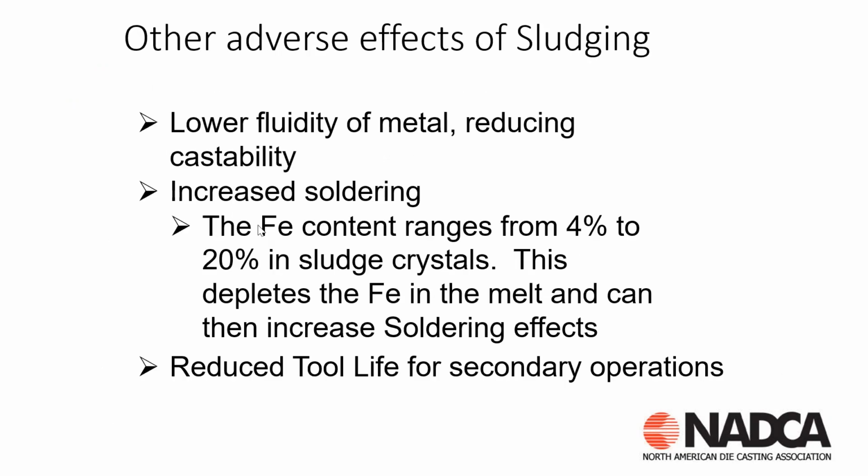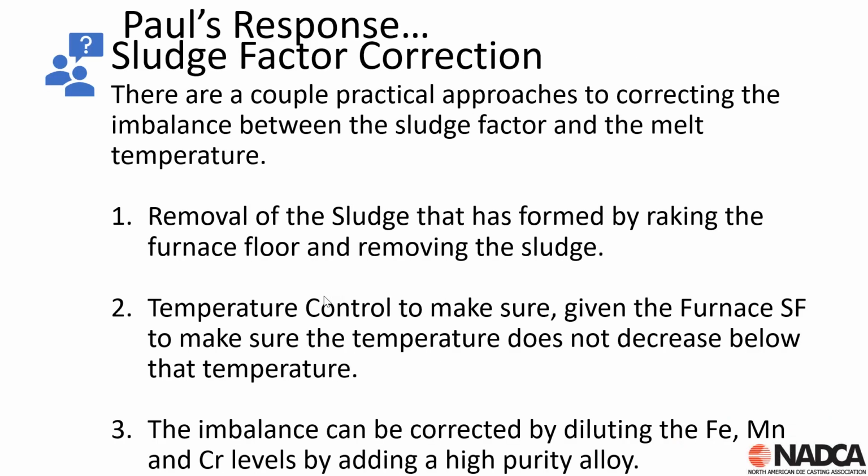The other thing that sludge does is it's going to create lower fluidity, so it's going to reduce some castability. It's going to increase soldering, and that increased soldering comes from the fact that when the iron combines in these crystals, the iron levels vary, and they can vary from 4% all the way up to 20%. So when you have these sludge crystals forming, they're actually pulling iron out of the aluminum. So if you're running your iron level and you start seeing soldering, it could be as a result of sludging or sludge formation in our holding pots. It can also reduce tool life, and tool life for those secondary operations.